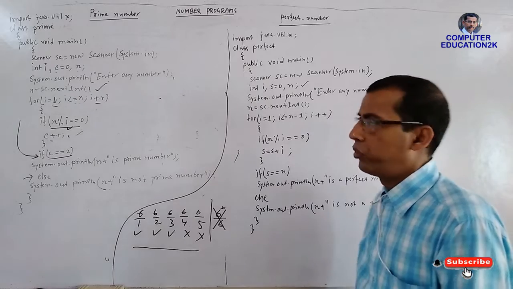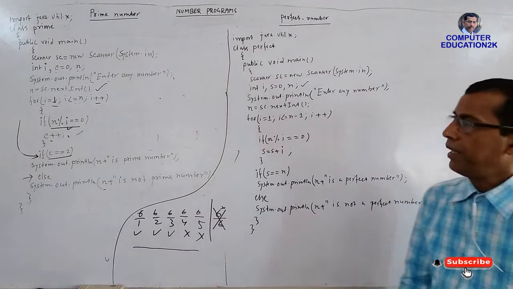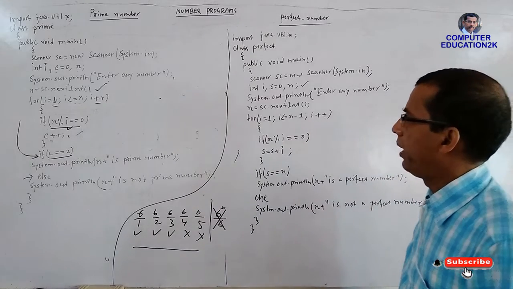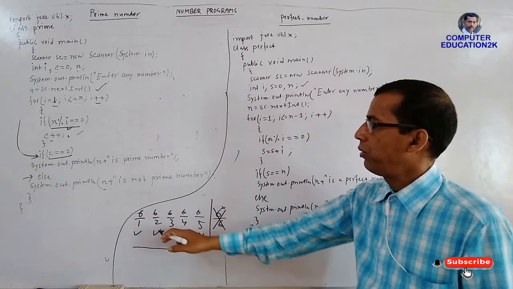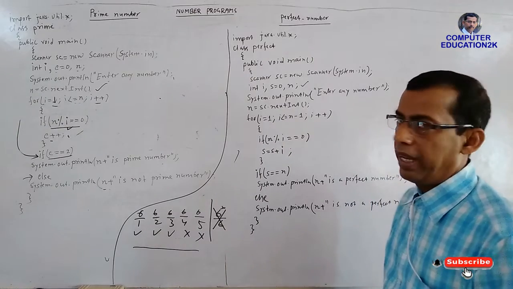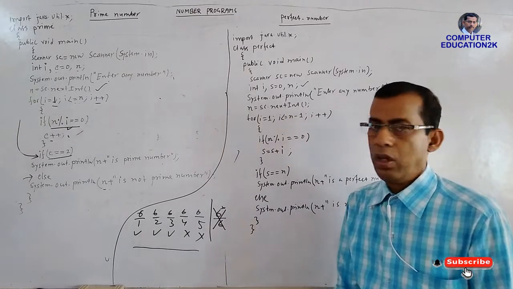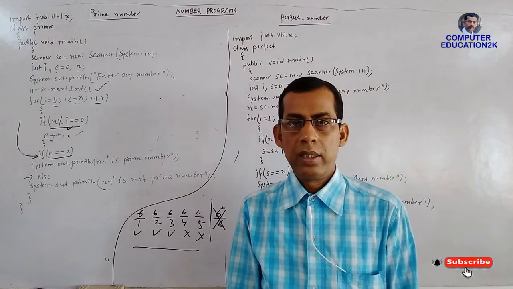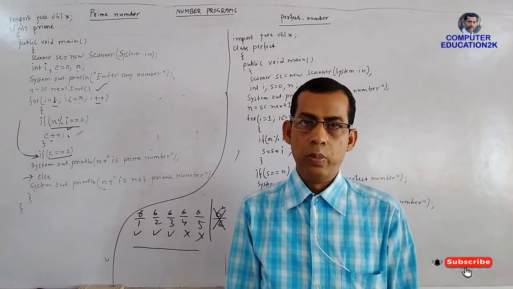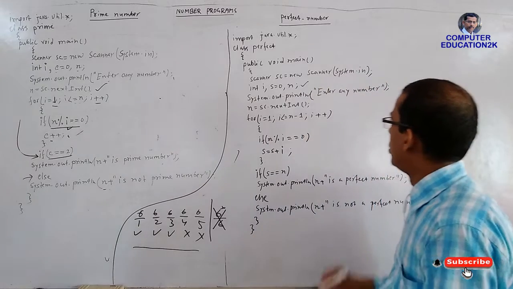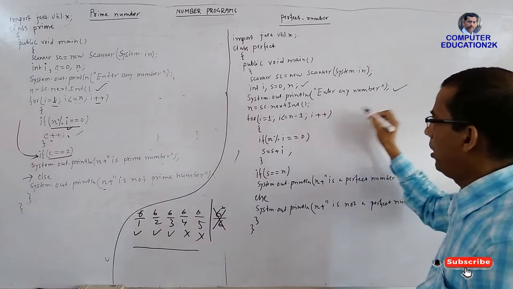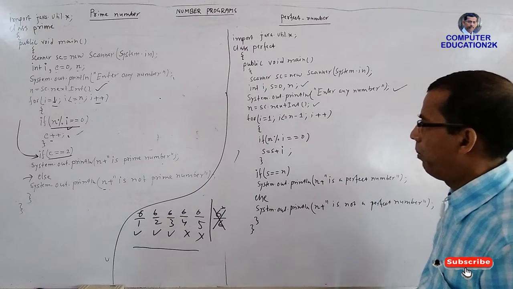I have taken 3 variables: I, S and N. I is for the for loop, S is for the sum, because we have to find the sum 1 plus 2 plus 3, and N is for the number. In N, one number will be entered. In S, the sum of the factors will be found, and I will be used to make the for loop. Here I have entered a number. I have given one message, enter a number, and by this command I have entered a number.